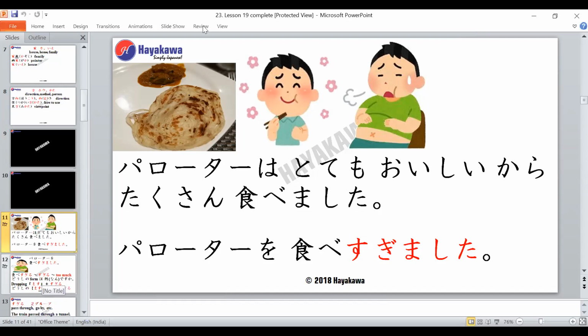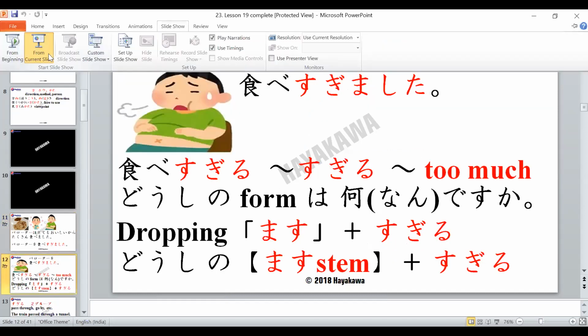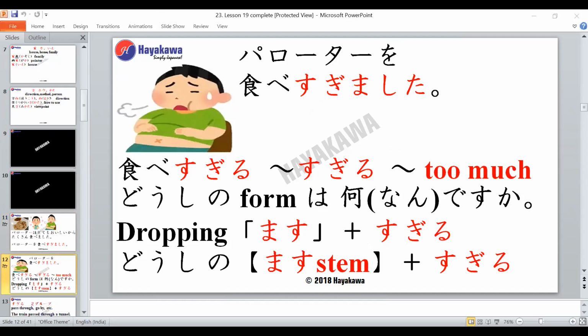So what exactly is this phrase trying to tell us now? We're saying parota o tabesugimashita. So the verb over here is tabesugiru, right? So sugiru over here means too much, right? I ate too much. I ate a lot of parotas, right? So too many, too much.